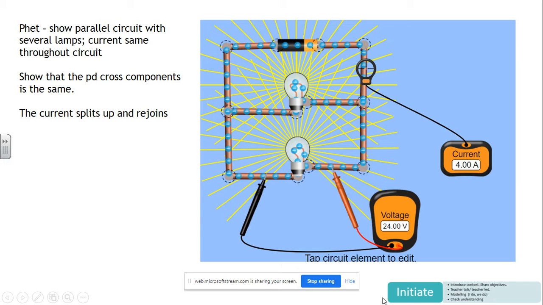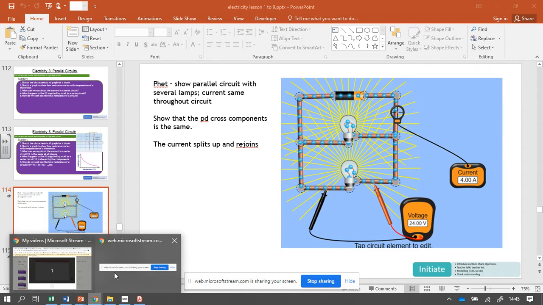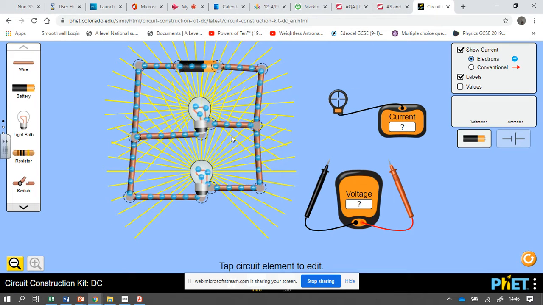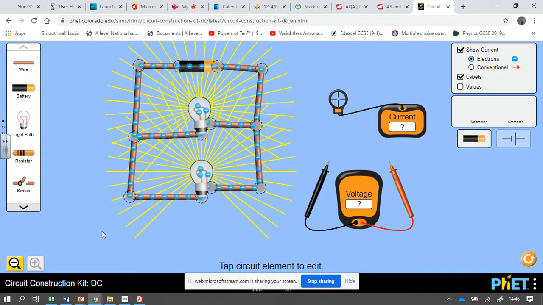So I've got a little circuit I'm going to show you, which is a parallel circuit. We call it a parallel circuit because when you draw it as a circuit diagram, it sort of looks parallel. Here we go. So here's a parallel circuit. We've got a cell up here, and that cell is actually giving out 24 volts. It's quite a big, powerful cell. And we've got 2 lamps here.